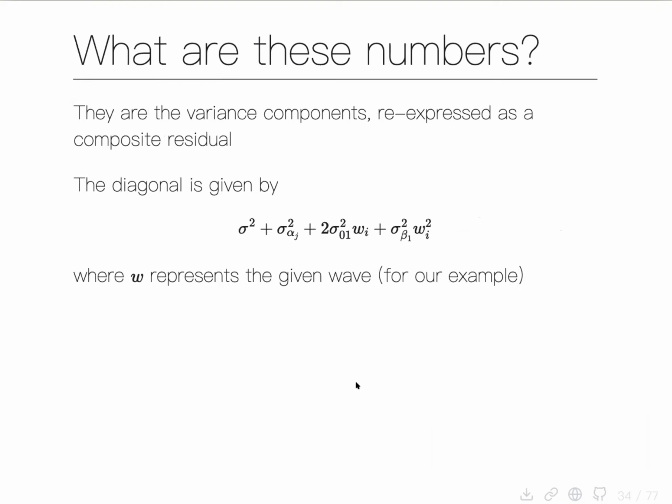So that residual variance covariance matrix is given by this. We have our sigma, plus our intercept variance, plus 2 times the covariance between them times wave, so 1, 2, 3, 4, and then plus our slope variance times our wave squared. So that would go 1, 4, 9, 16.